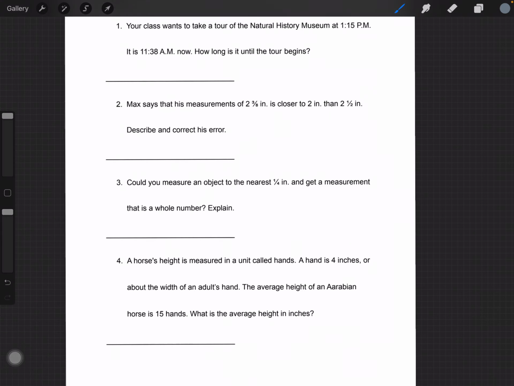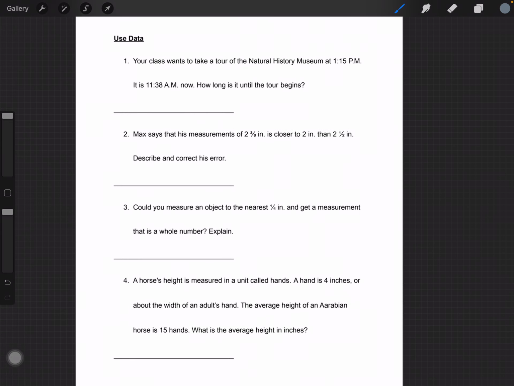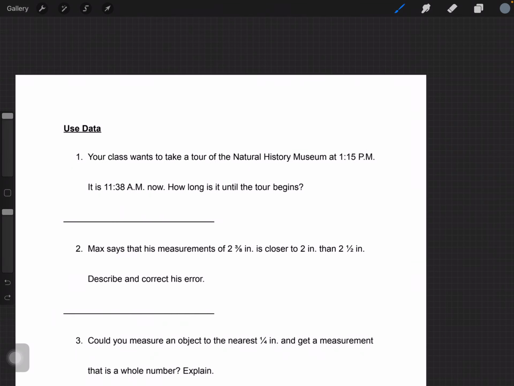Lastly, we have this page, which is word problems using data. Let's do just the first question. It says, your class wants to take a tour of the Natural History Museum at 1:15 p.m. It is 11:38 a.m. now. How long is it until the tour begins?